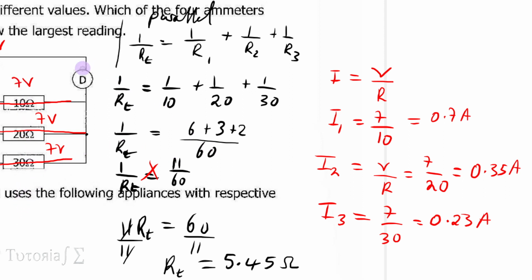We can also find the current that will be shown on this D here. Since we have this current here, this current here and this current, they re-emerge to form the total current. So total current will just be current 1 plus current 2 plus current 3, adding each of these currents, and that will be the current shown on D here.